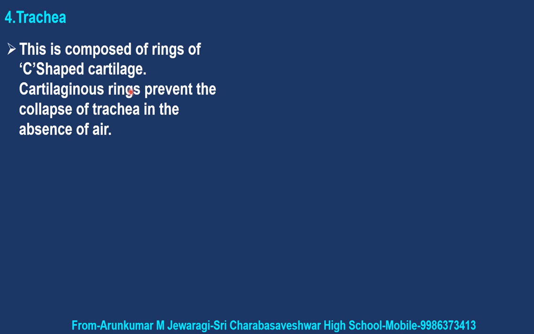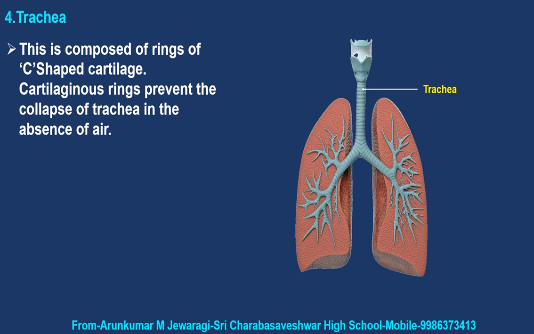So cartilaginous rings prevent the collapse of the trachea in the absence of air. When there is no air present in the trachea, the cartilaginous rings which are in the shape of C are going to be preventing the collapse of the trachea in the absence of air in our throat. So now we are going to see the diagram or structure of the trachea. So this complete windpipe is called as what?